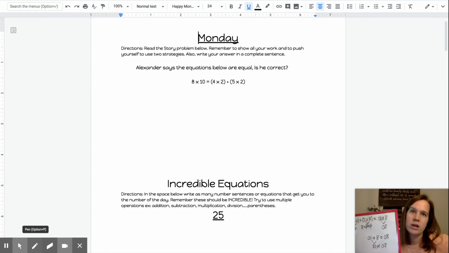So then what I would want you to do is then I'd want you to explain. Alexander is incorrect because 8 times 10 equals 80, but 4 times 2 equals 8, 5 times 2 equals 10, and when I add those products together, 8 plus 10 equals 18, and 18 is not equal to 80.